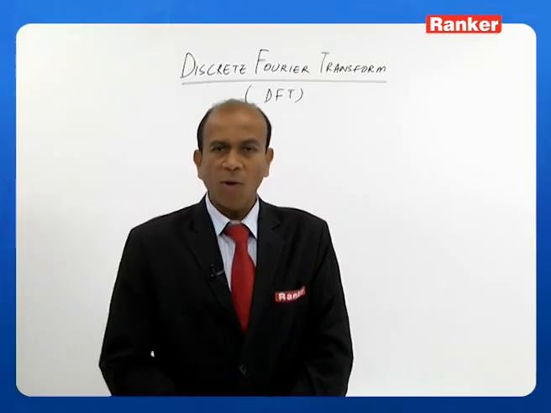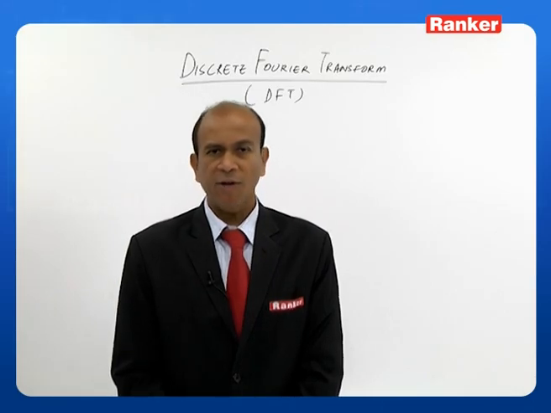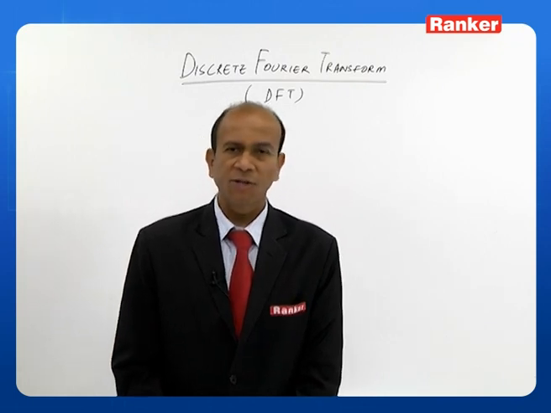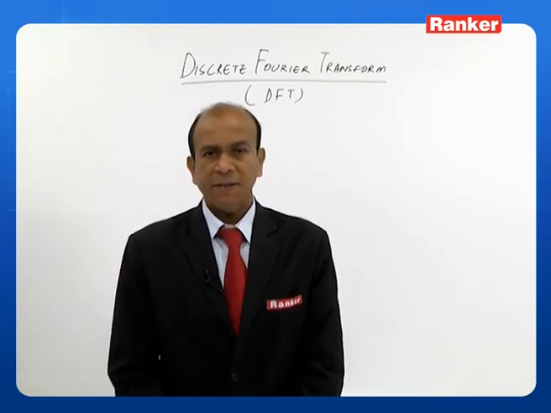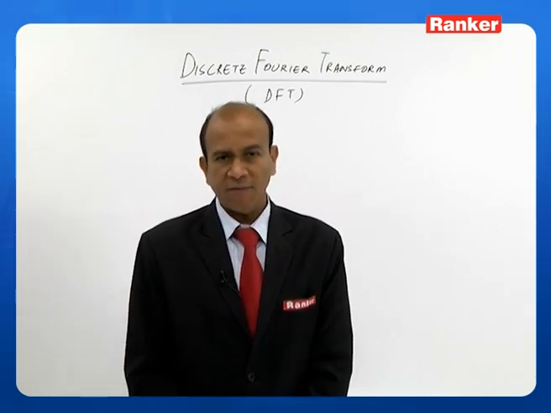Now let us slowly move on to DFT. As I have told you earlier, let us take x of n, which is a finite duration sequence. X of n is finite duration. It's not going from 0 to infinity, or minus infinity to plus infinity, or 0 to minus infinity. It is a finite sequence. Then how do I calculate the DFT?